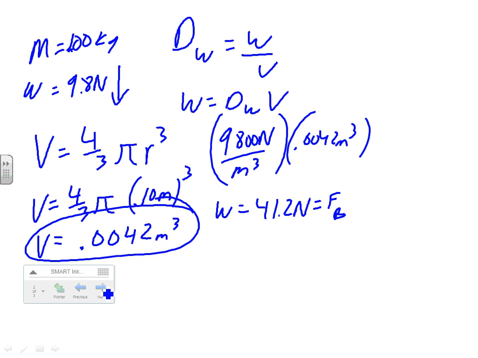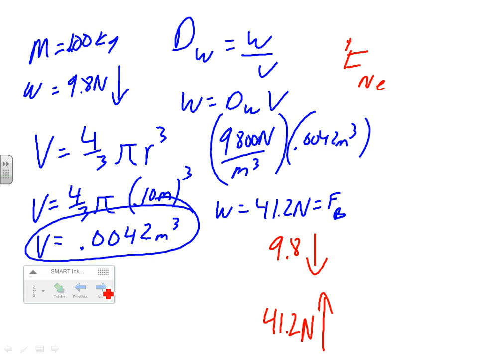Now here's what we know in this problem. We know that we have a weight of the ball, 9.8 newtons, that's acting down. We have a buoyant force of 41.2 newtons, that's acting up. So if we subtract those two, that leaves us with a net upward force of 31.4 newtons. Remember, that's an upward force.